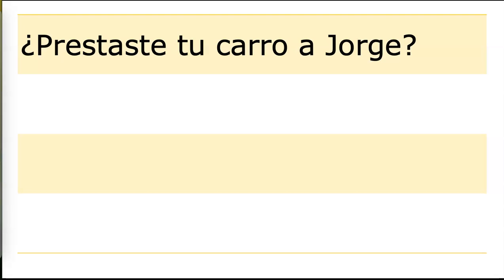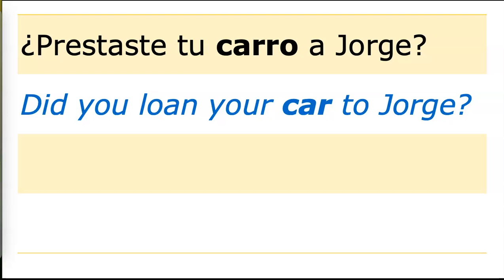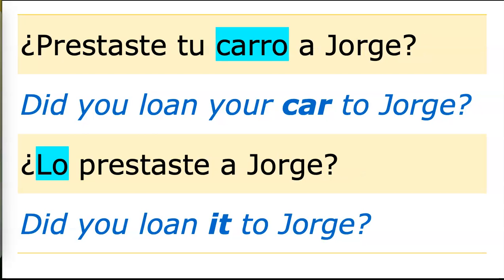¿Prestaste tu carro a Jorge? Take a moment to translate that. Did you loan your car to Jorge? Now, what did we loan? Carro. Carro is going to be our direct object, so the blank goes before the verb. I'll give you a second to fill it in. Lo prestaste a Jorge. And again, lo refers to carro because carro is masculine.